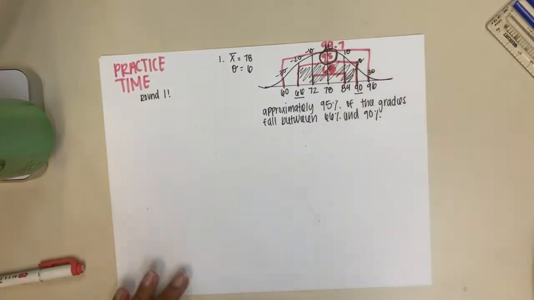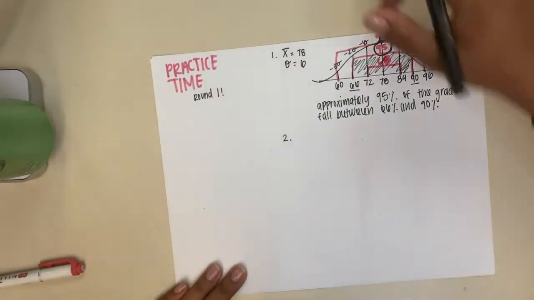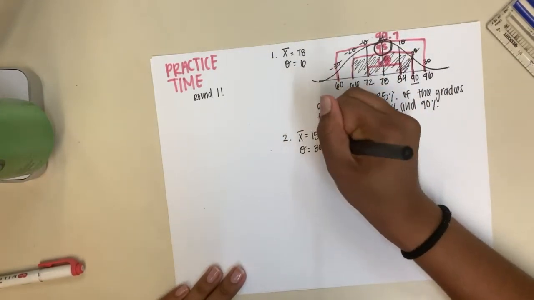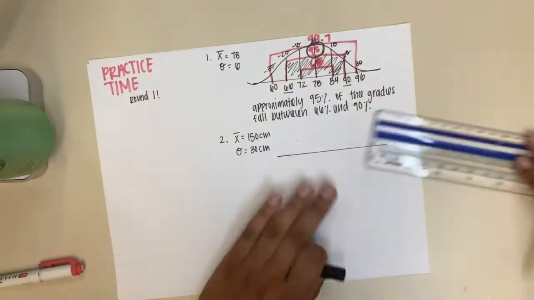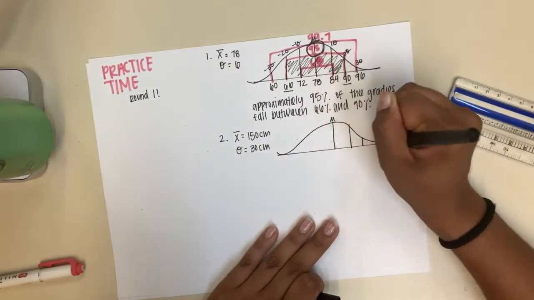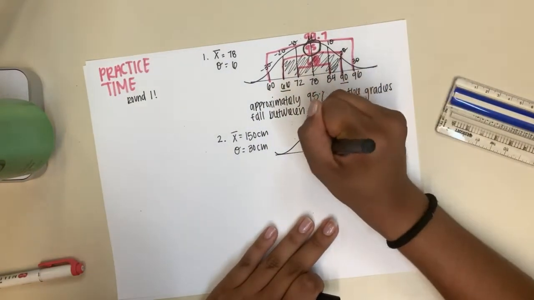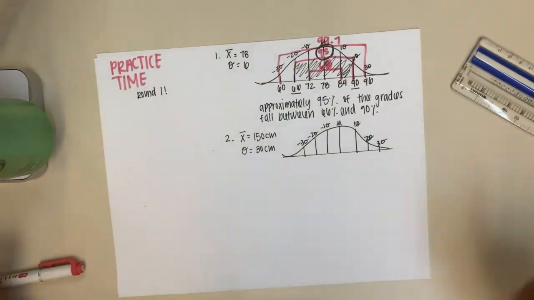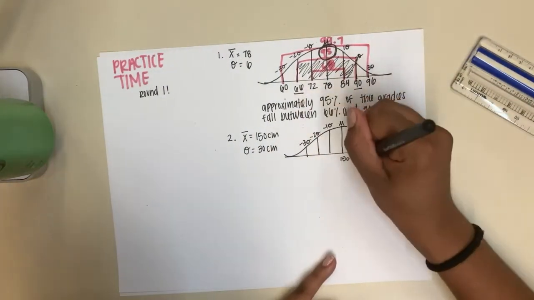Question number 2. The trunk diameter of a certain variety of pine tree is normally distributed with a mean of 150 centimeters and a standard deviation of 30 centimeters. Approximately what percentage of trees have a trunk diameter between 120 centimeters and 180 centimeters? For this one, we have to work backwards.